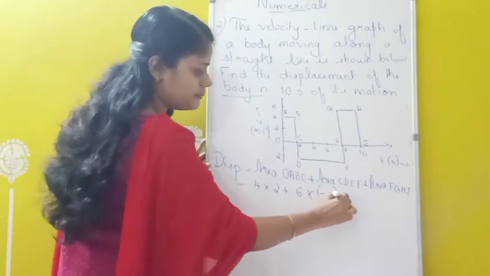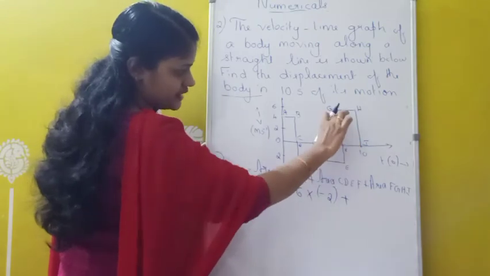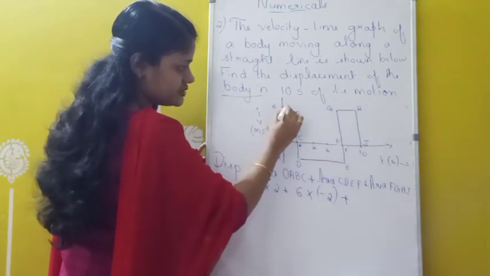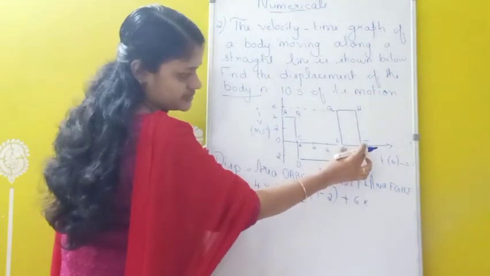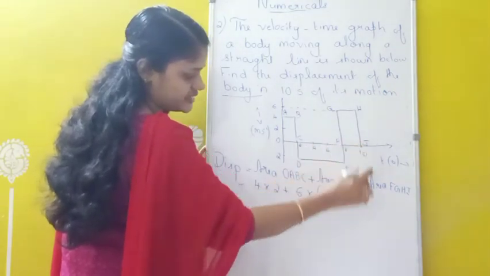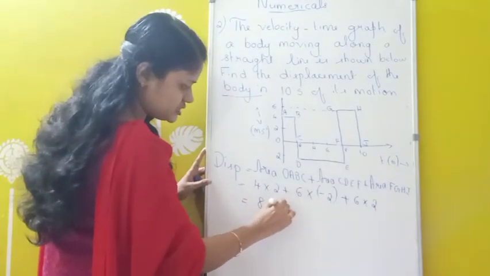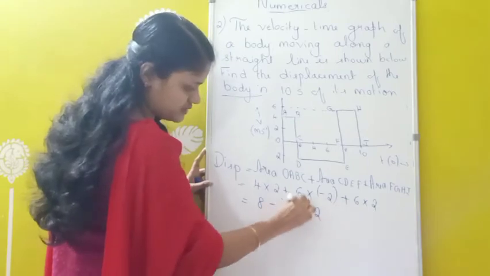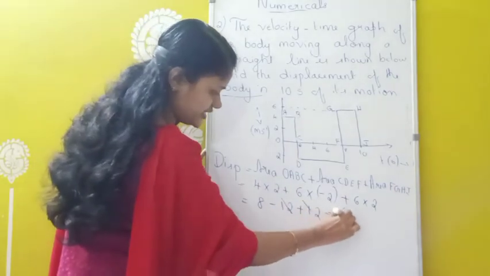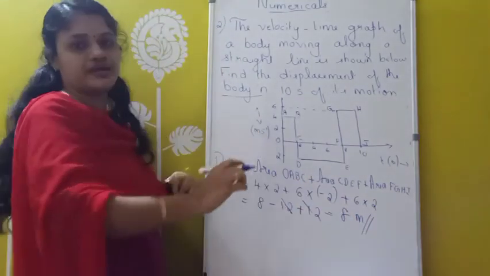Minus 2 plus which one? Area FGHI. So here what is the length? This much. That is 6. So this much is 6. 6 into, what is the breadth here? 10 minus 8, which is 2. That is equivalent to 8 minus 12 plus 12. This minus 12 and plus 12 cancel. Remaining we have 8 meter. So this 8 meter is the displacement covered by this body.